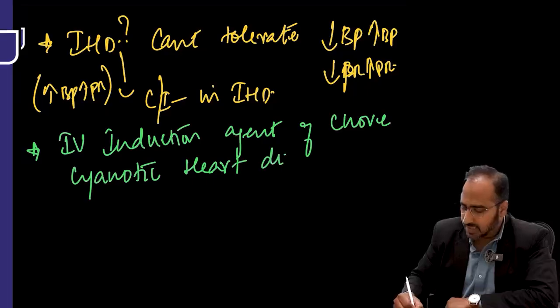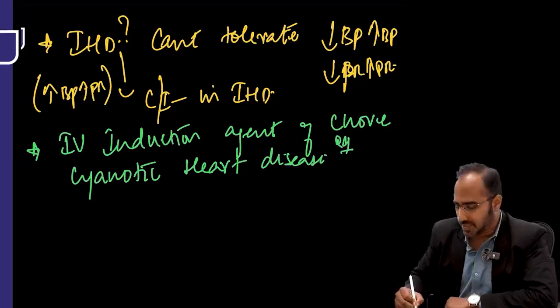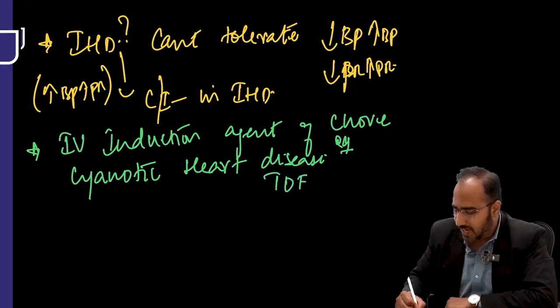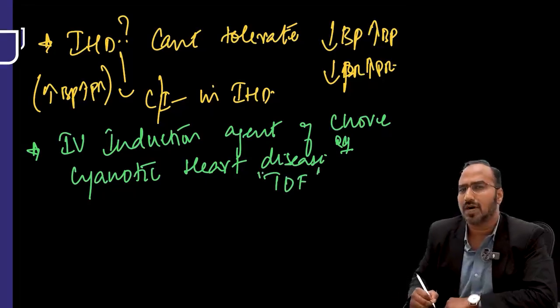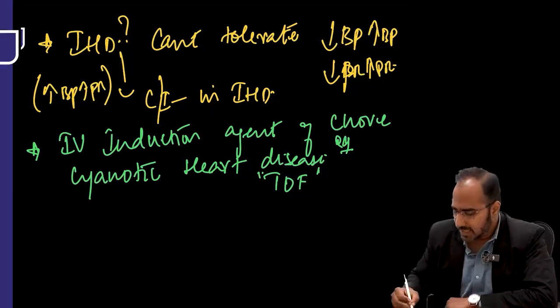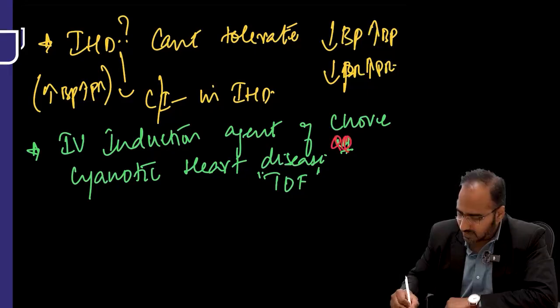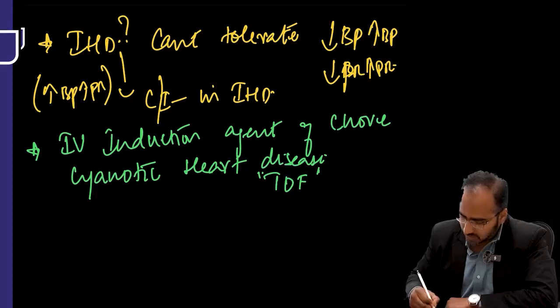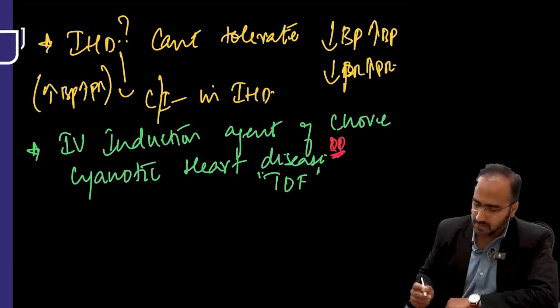Cyanotic heart disease. In cyanotic heart disease patients such as tetralogy of Fallot or any other condition, you want the BP to be on a higher side, there you can give ketamine. Okay? So we are discussing ketamine, guys. Is it clear? Very important.